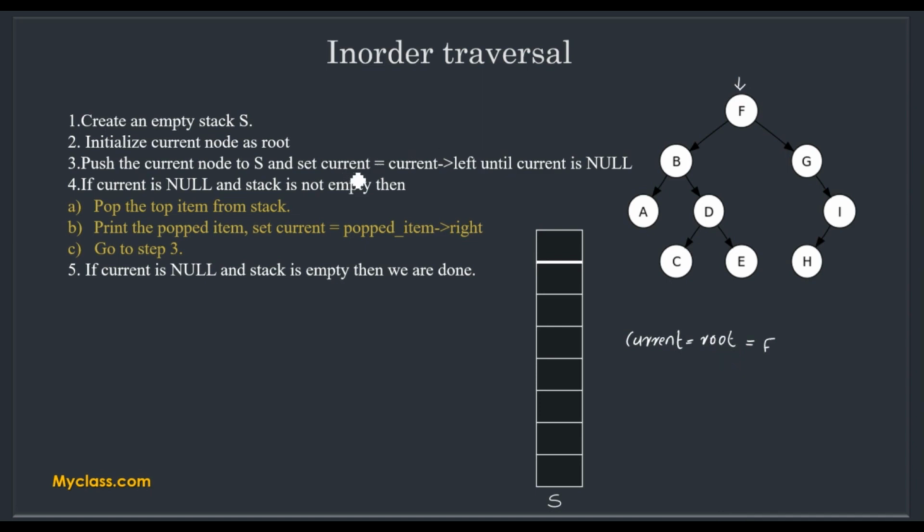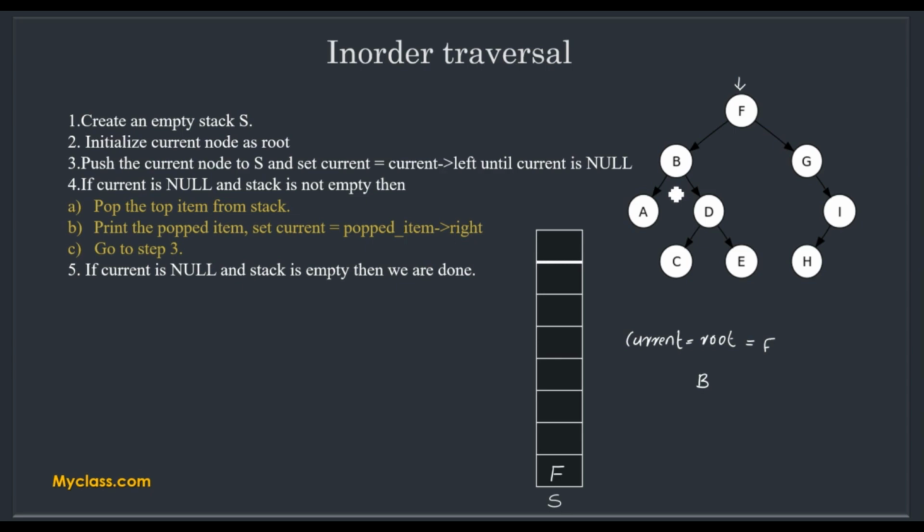Then push the current node to S and set current equal to current left. Push the current node to S means we want to push F to S. Then set current equal to current left. Now our current is current left. Which one is the left child of F? B. Now the current is B. We repeat that step until current is null.